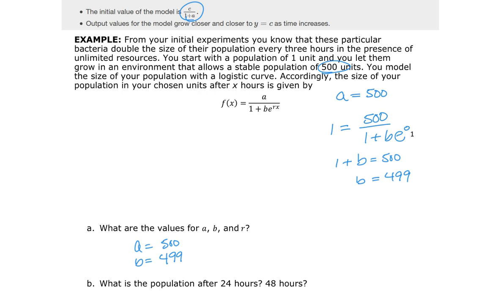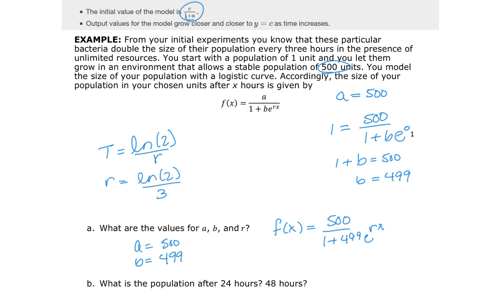Now we have to find the r. Well, how are we going to find the r? Where we are now is we have f of x is equal to 500 over 1 plus our B, which is 499, e raised to the rx. Now it says that the population doubles every 3 hours. Well, so t is equal to the natural log of 2 over r. Now t is 3 hours, so r has to be the natural log of 2 over 3. That is the fact that it doubles every 3 hours.